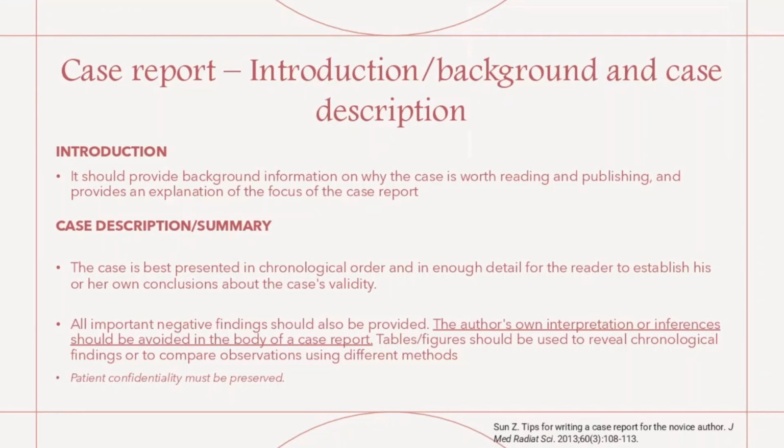The second part of the case report is the case description or summary. In this section, the case report should be presented in a chronological order and in enough detail for the reader to establish his or her own conclusions about the case's validity. It is important to include all negative findings and to omit your own interpretation of the case report. It is really important to include figures and tables as well, so that the clinical data that you are reporting is complemented by visual and numerical data as well.